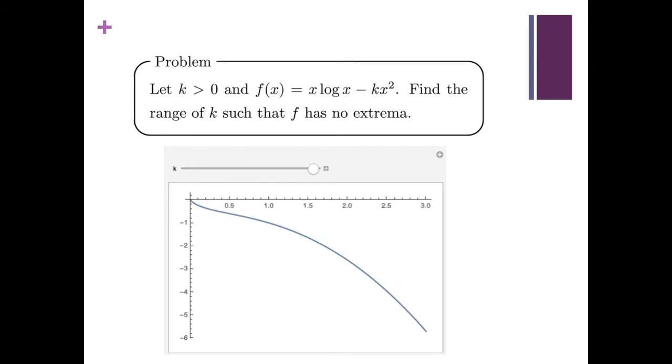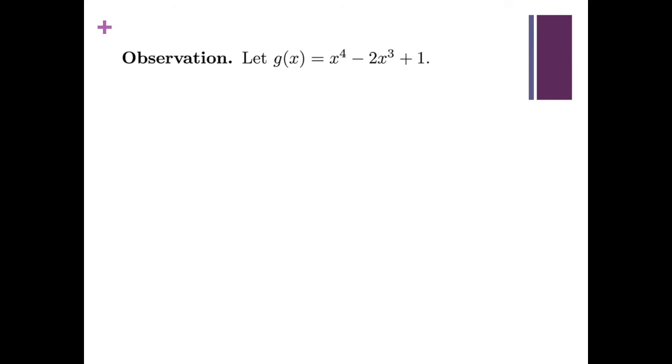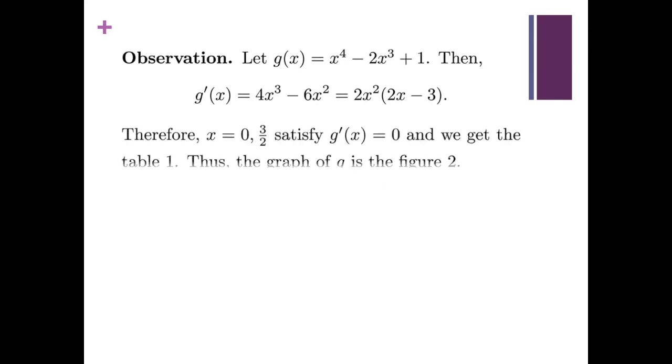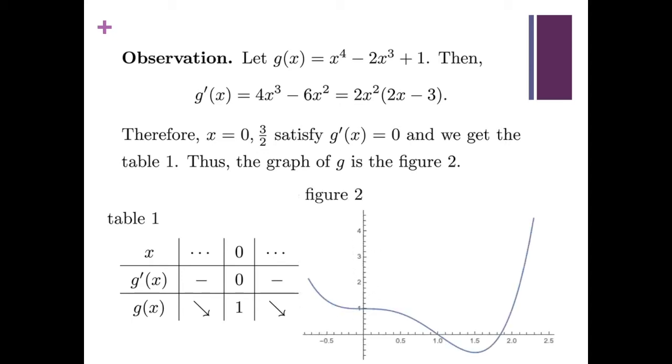Now, I start a brief observation about another function. Let g be x to the fourth minus 2x to the third plus 1. In order to do the first derivative test, calculate g prime. g prime of x equals 2x squared times (2x minus 3). So, because the solutions of g prime of x equals 0 are x equals 0 and 3 over 2, we get the table 1 and the graph of g. According to the table 1 and figure 2, g doesn't have an extremum at x equals 0.